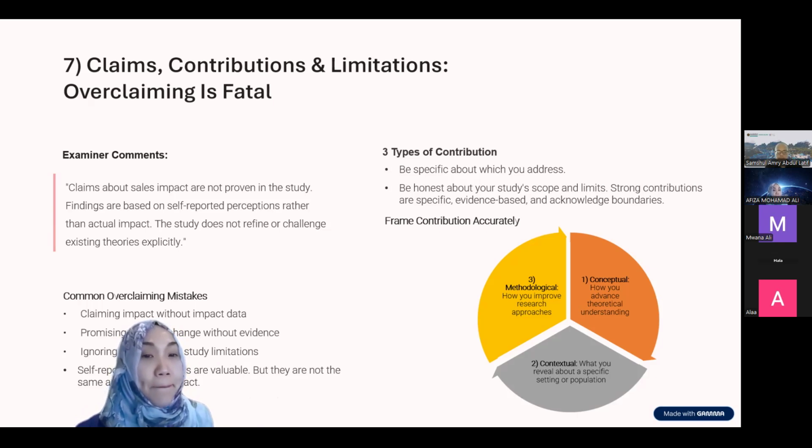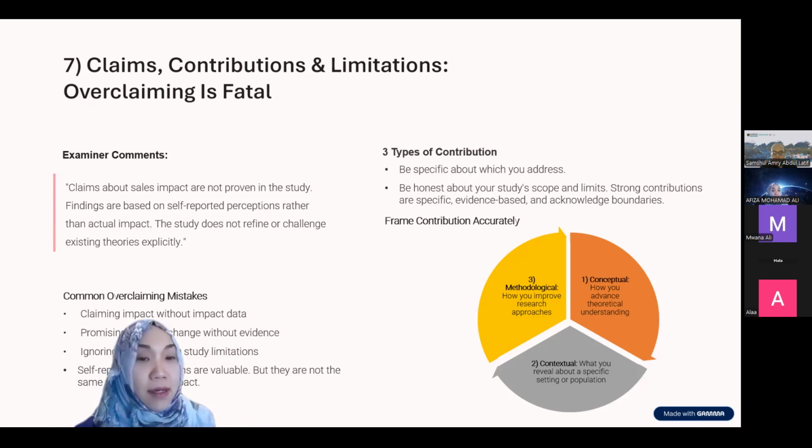All right. So what do I mean by contribution? If your contribution is conceptual, what theoretical understanding have you advanced? What theories have you advanced? If it's contextual, what did your research reveal about your specific setting, sample or population? So that's your contribution. Methodological: what did your approach improve from past studies? Okay, so again, I repeat, overclaiming is something that we do not want.